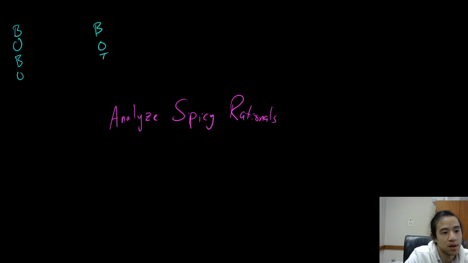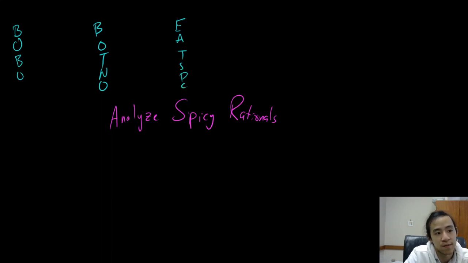Y'all, so we're going to analyze some spicy irrationals. How we do this is with an acronym. Let me just write that down for you. It's BOBO. Who came up with this? I have no idea. And then we have BOTNO, or BOTN. Let's write BOTNO, why not? And then we have EATS DC.